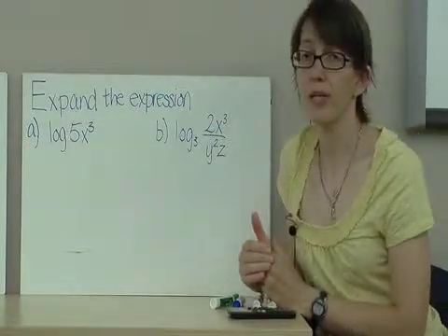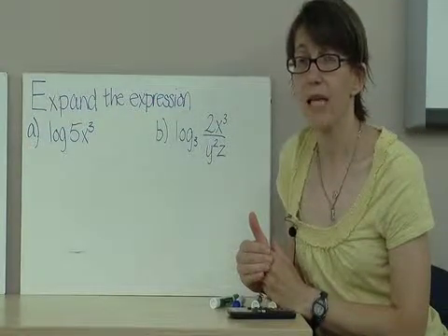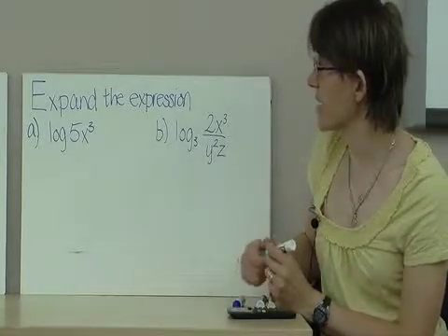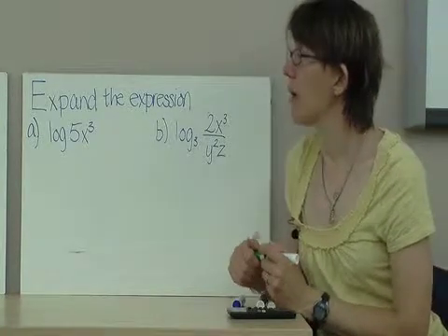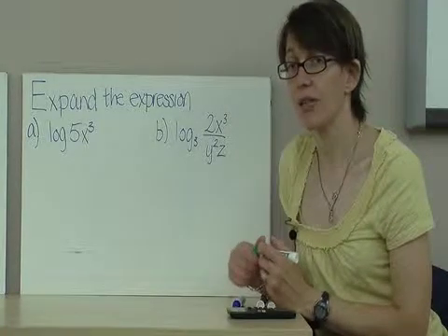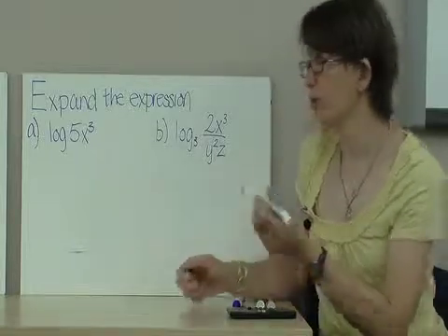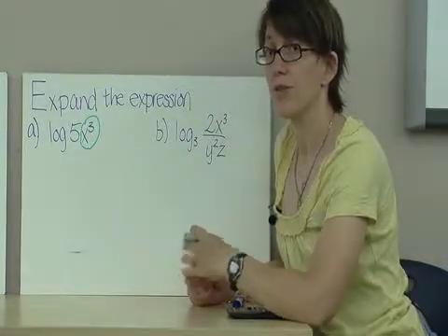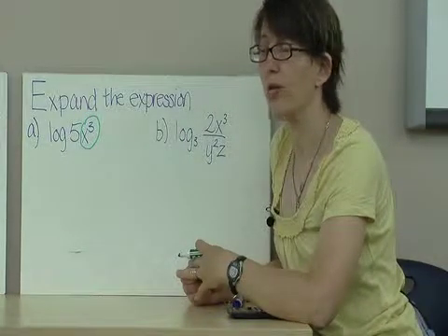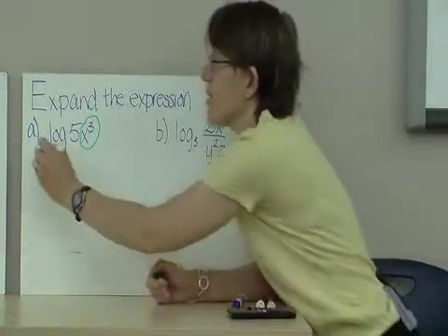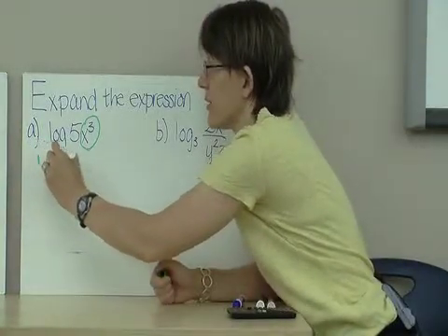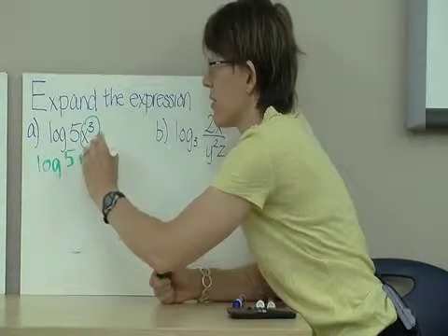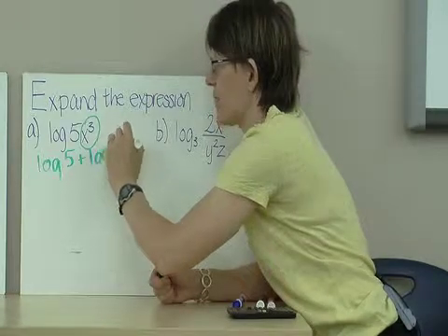For us, we're going to be using these laws of logarithms to expand and condense logarithmic expressions. So our first expression to expand is log of the quantity 5 times x to the third power. Just a reminder, this is 5 times x to the third power. So I don't want to apply the power rule right away. First, I'm going to apply the product rule and rewrite this as log of 5 plus log of x to the third power.